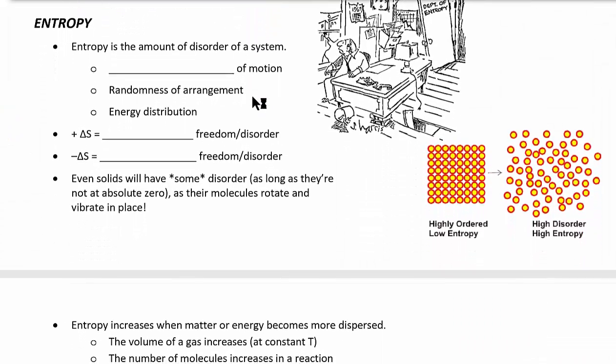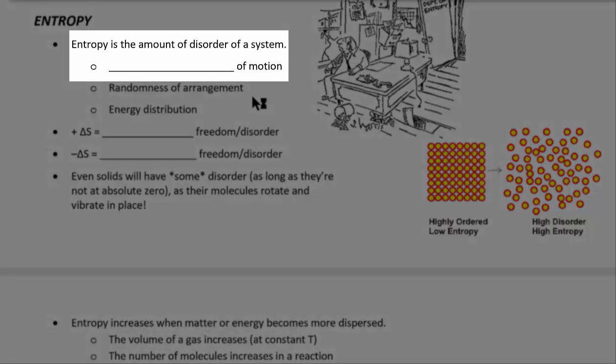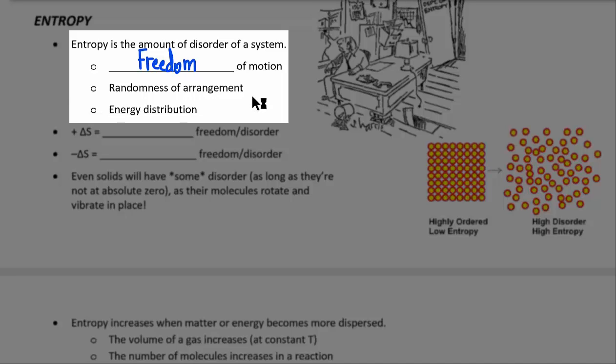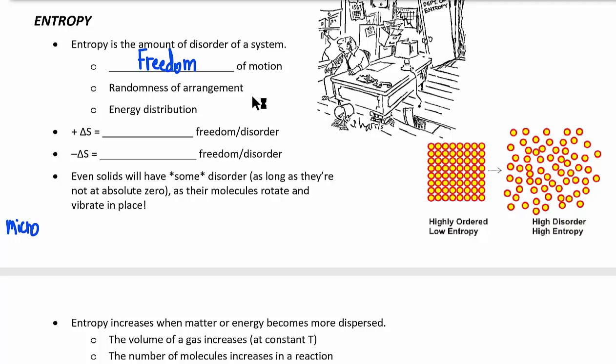Entropy is the amount of disorder of a system. We also call this freedom of motion, randomness of arrangement, and energy distribution. The more freedom of motion a system has, or a group of molecules has, the higher the entropy the system is. You're going to hear me talk about microstates. So I'm going to write this down here, what a microstate is.